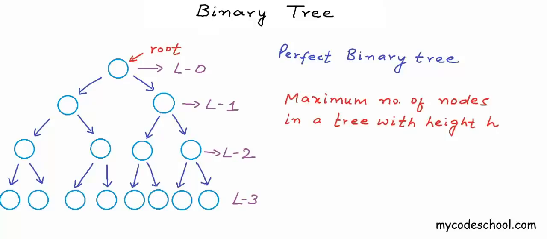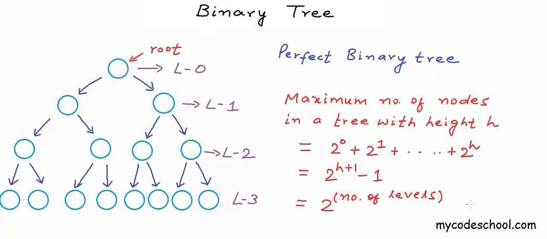Maximum number of nodes in a tree with height h will be equal to, we'll have 2 to the power 0 nodes at level 0, 2 to the power 1 nodes at level 1, and we'll go on summing for height h till 2 to the power h. At deepest level we will have 2 to the power h nodes. Now this will be equal to 2 to the power h plus 1 minus 1. h plus 1 is the number of levels here. We can also say 2 to the power number of levels minus 1.